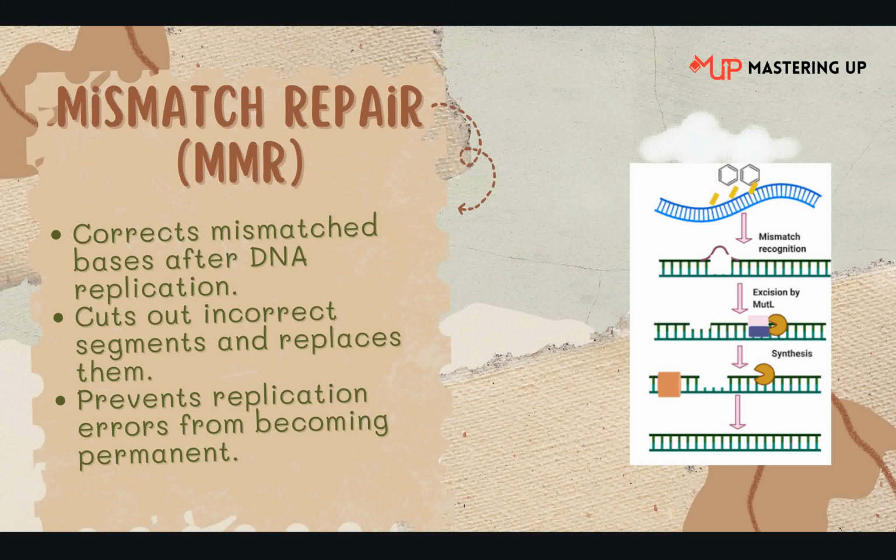In the illustration, you can see the pair which is mismatched, and then a sequence of DNA which is mismatched. It is being recognized, and then the nucleotides are being removed and replaced so that the genetic code is maintained.